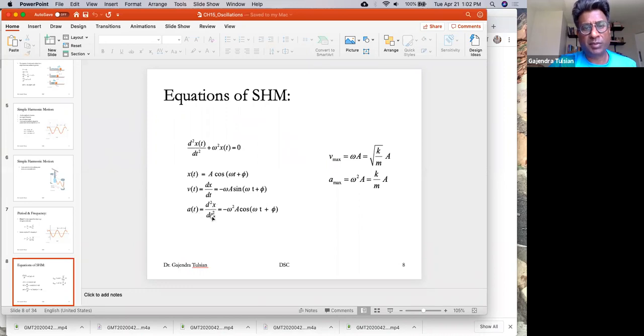The acceleration is given by the second derivative of the position, which is minus omega squared A cosine of omega t plus phi. And again, the maximum value of cosine is 1, so the magnitude of the maximum acceleration is A omega squared. When this is minus 1, it would be A omega squared. When this is plus 1, it would be minus A omega squared. So anyway, the maximum values are A omega for the velocity, and A omega squared for the acceleration.